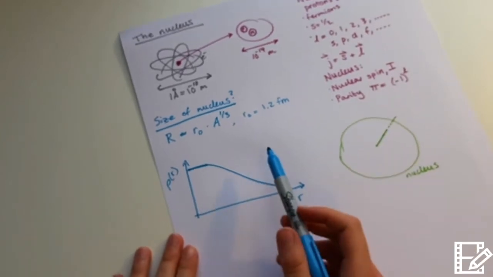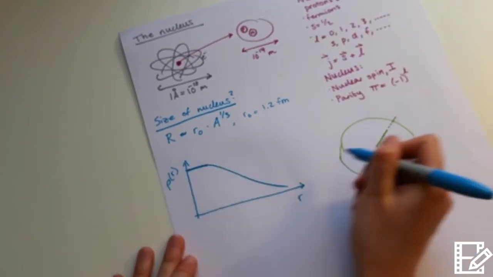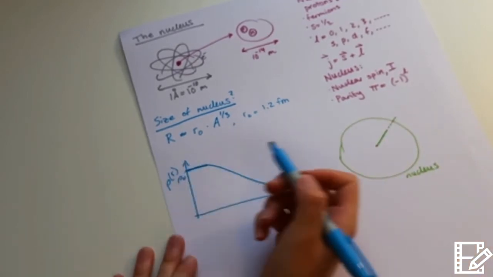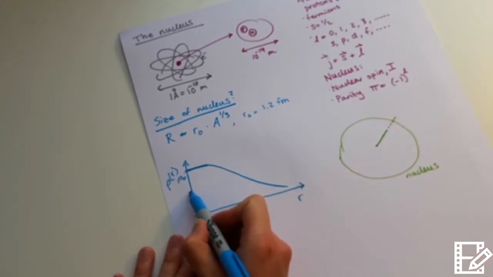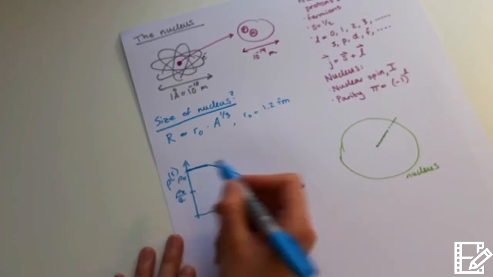And one way to then define the size of the nucleus is saying, okay, if we start with a charge density in the center called ρ0, then as we move out, let's define the edge of the nucleus as where ρ has fallen to half of that value.